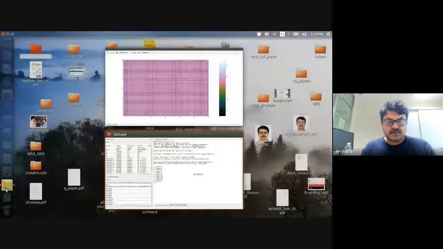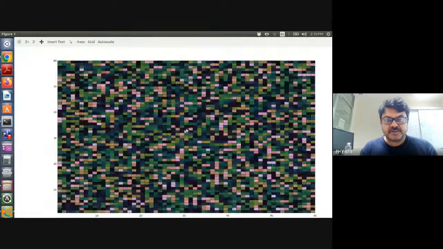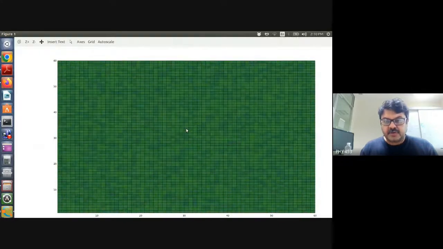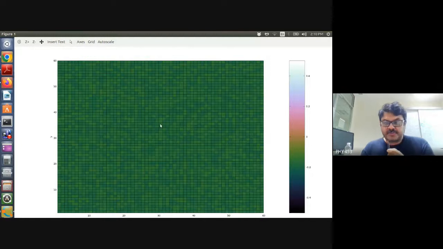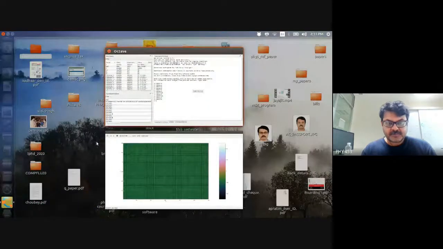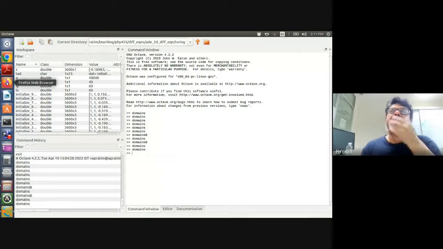So I'm going to kill this. And domains. So it evolved. Again, you see some spots and a value which seems to have gone to minus 0.17 is my guess. Now, one has to do a proper analysis of why that happens. But okay, so that's what happens.